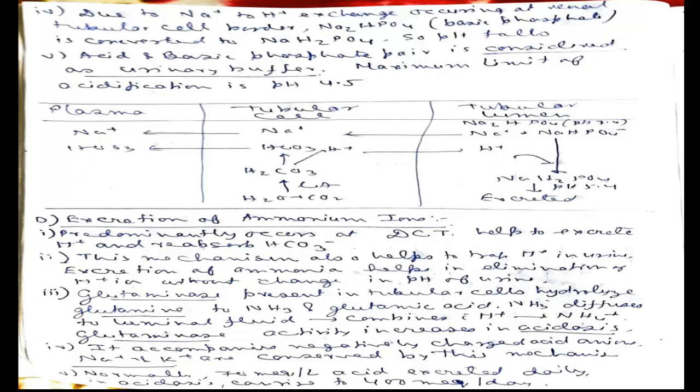Next important function of renal tubular cells, or kidney, is excretion of ammonium ions. It mainly occurs at the distal convoluted tubules. It helps to excrete hydrogen ion and reabsorb bicarbonate ion. This mechanism also helps to trap H plus in urine. Excretion of ammonia helps in elimination of hydrogen ion, but there is no change of pH in urine.